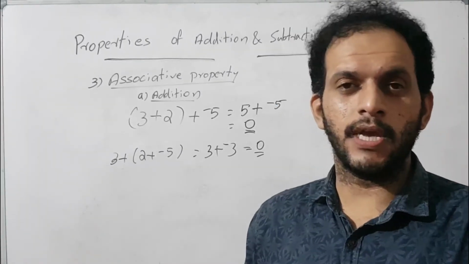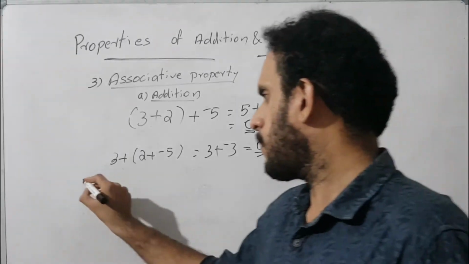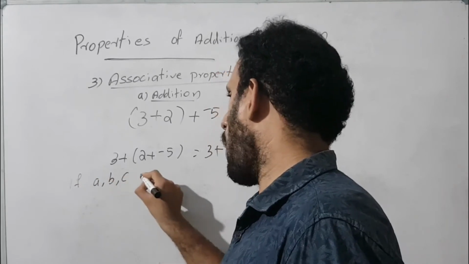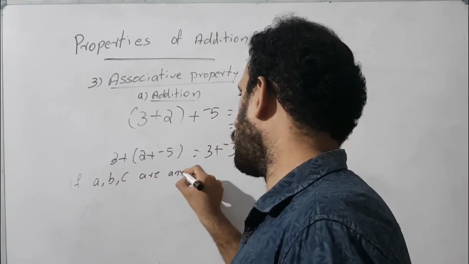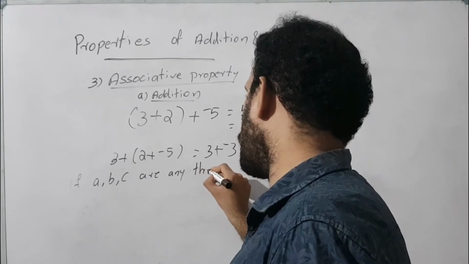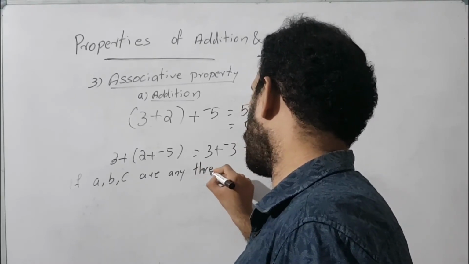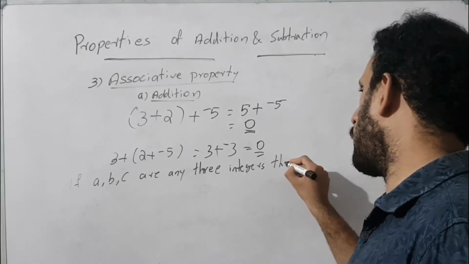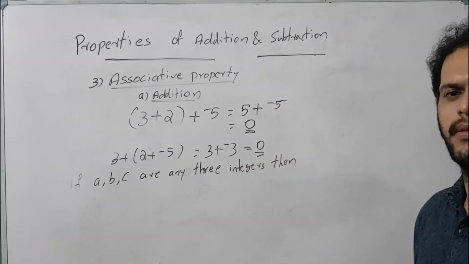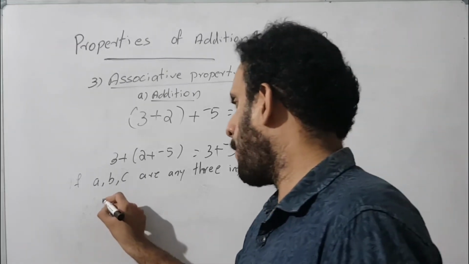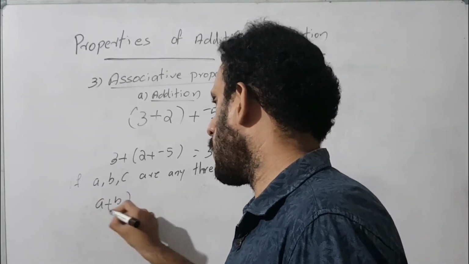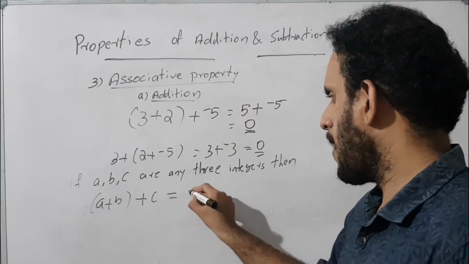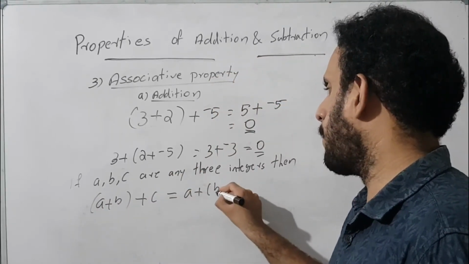How do we generalize the associative property? If A, B, C are any three integers, then (A plus B) plus C is equal to A plus (B plus C).